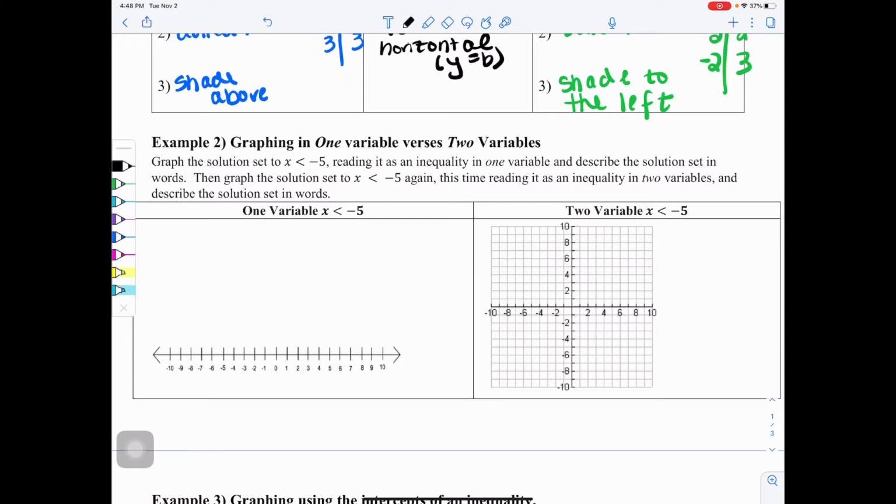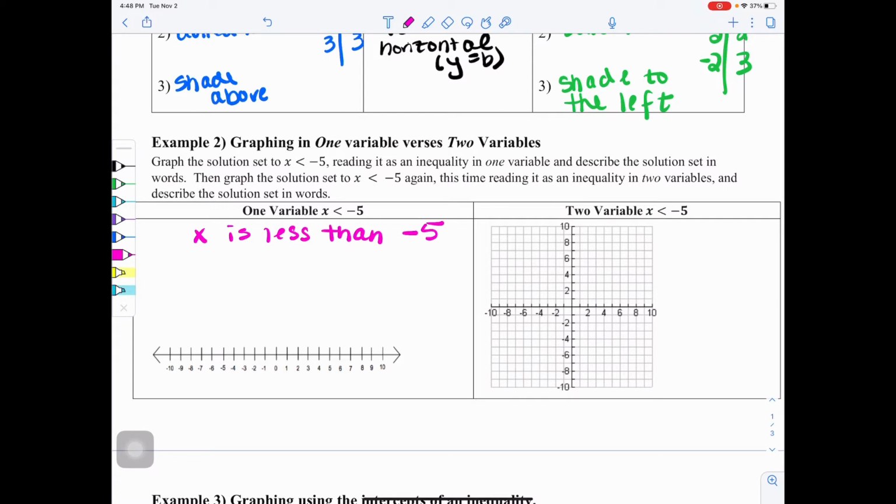It says graph the solution set to x is less than -5, reading it as an inequality in one variable. So we're going to do that on the left, and describe the solution set in words. Then graph the solution set to x is less than -5 again, this time reading it as an inequality in two variables, which we're going to do on the right, and describe the solution in words. So let's see how the graph is affected. First, let's start with one variable, which is a review from last chapter. If I have x is less than -5, in words, we have x is less than -5. Now, I can just do that right away from reading it, but I also could do that after creating the graph.